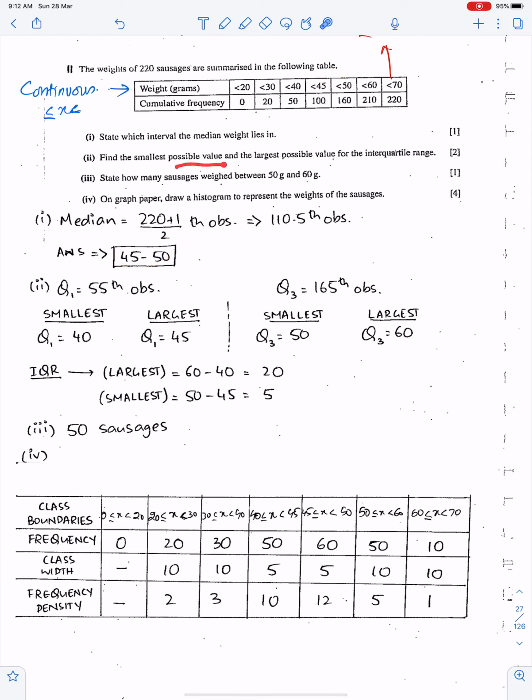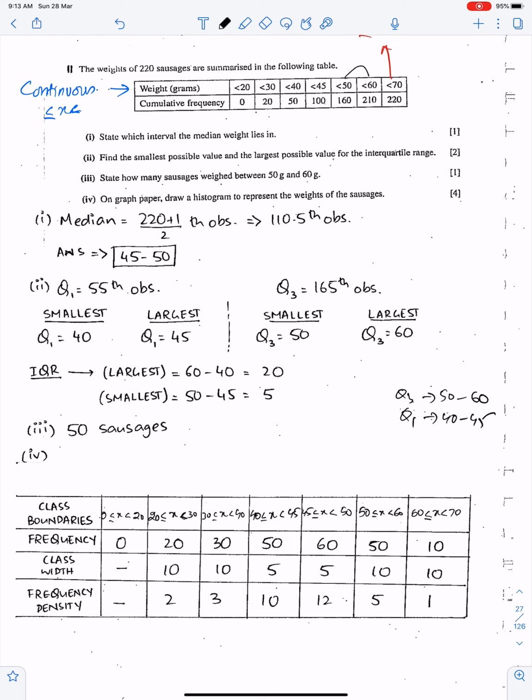Find the smallest possible value and the largest possible value for the interquartile range. First get the interval for Q1 and then Q3. Q1 is the 55th observation. So the interval of Q1 will be 40 to 45. And the interval for Q3, I think this should be the interval, 50 to 60.